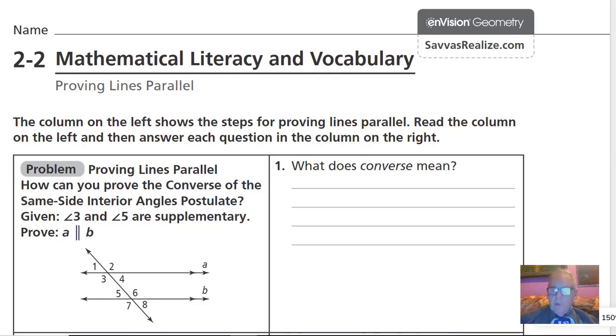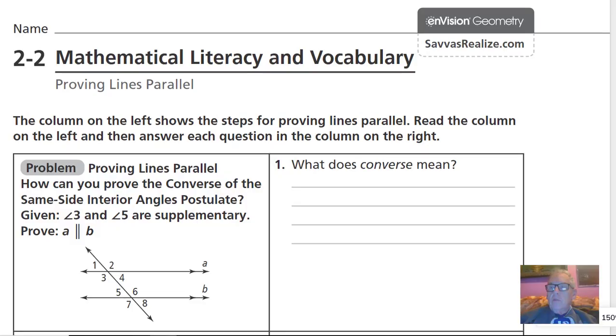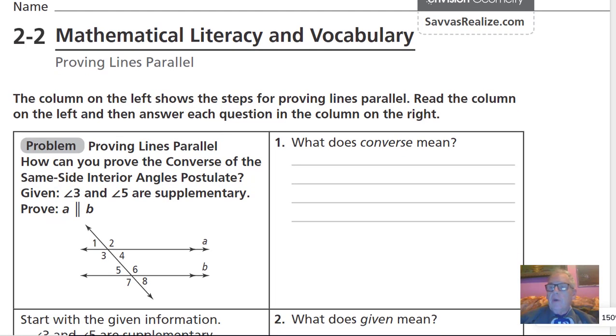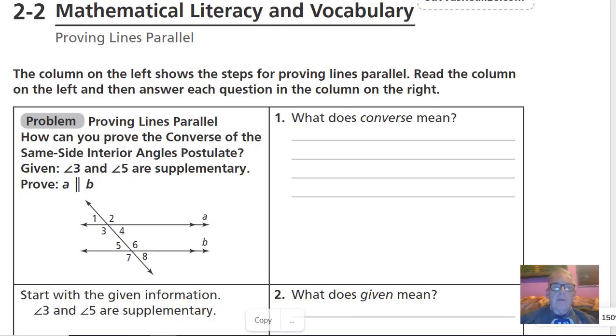Okay, this video goes with the mathematical literacy that goes with our proving lines parallel section in Envision Geometry. And let's see what we got here. The column on the left shows the steps for proving lines parallel. Read the column on the left and then answer each question in the column on the right. Let's see what we have.